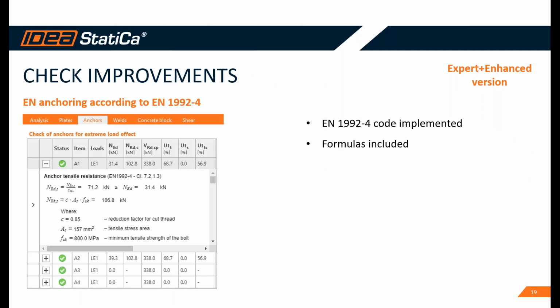Check improvements in version 20. From Europe, we had a lot of feedback because as engineers, you already know that assessment according to the ETAG is a little bit more conservative than it's necessary. And due to this fact, we implemented anchoring check according to the Eurocode 1992-4. And all formulas are included in the detailed check of anchors and concrete cone breakout. This is implemented into expert and enhanced version.